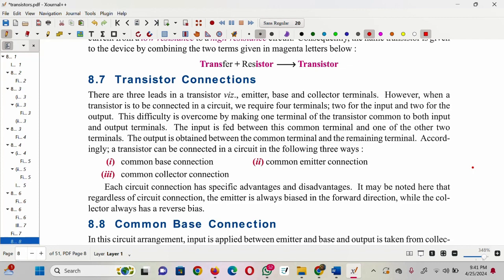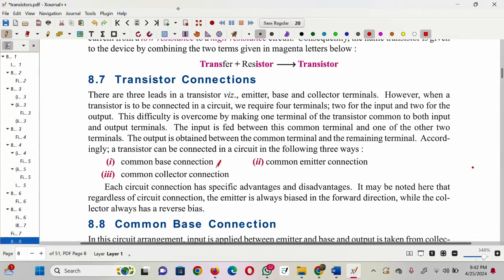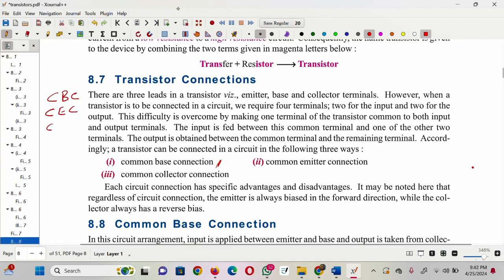The common operations are common base connection, and that is very important, don't forget. There is a set of three connections available: common base configuration, not connection, that one is called a configuration, then common emitter configuration, and common collector configuration. That means in the first one, common base, the base is the common terminal. Clear? Figure it out, put your message in the comment box. Common emitter means the emitter is the common terminal. Common collector means the collector is the common terminal.